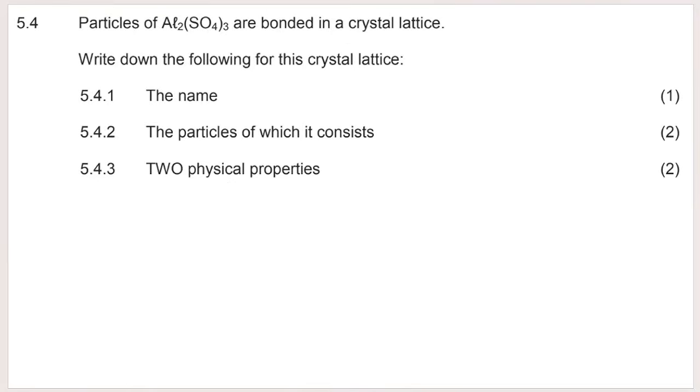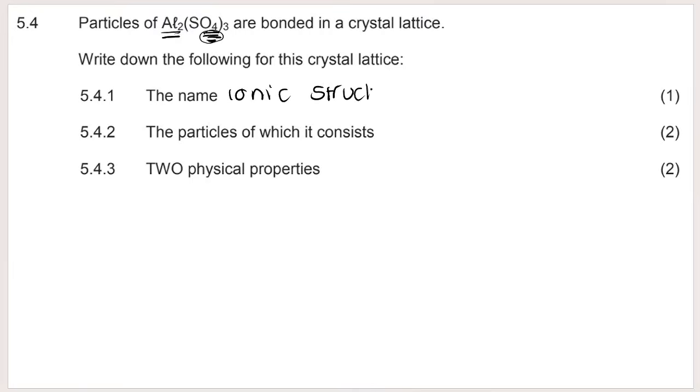Particles of aluminium sulfate are bonded in a crystal lattice. The reason why they're bonded in a crystal lattice is because aluminium is a metal, and my sulfate ions, that is a polyatomic ion, consist of non-metals, oxygen and sulfur. So write down the following for this crystal lattice, the name of the crystal lattice. That is an ionic structure. Ionic structure.